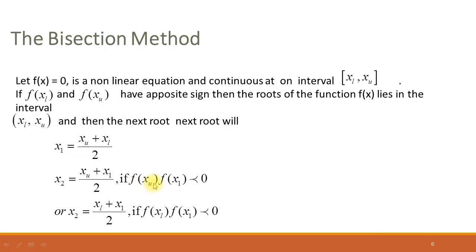If the function has opposite sign at x1 and xu, then the next root will be between x1 and xu, so xu plus x1 divided by 2. And if the sign of the function is opposite at x1 and xl, then the root x2 lies between xl and x1, so for x2 we add xl plus x1 divided by 2. We check for each step the sign of the function for the next coming root.